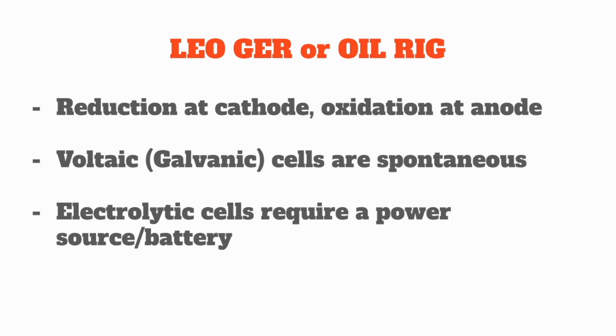For oxidation-reduction reactions, oxidation is loss of electrons and reduction is gain. Reduction happens at the cathode and oxidation at the anode. Voltaic cells are spontaneous, and electrolytic cells require a power source or battery.